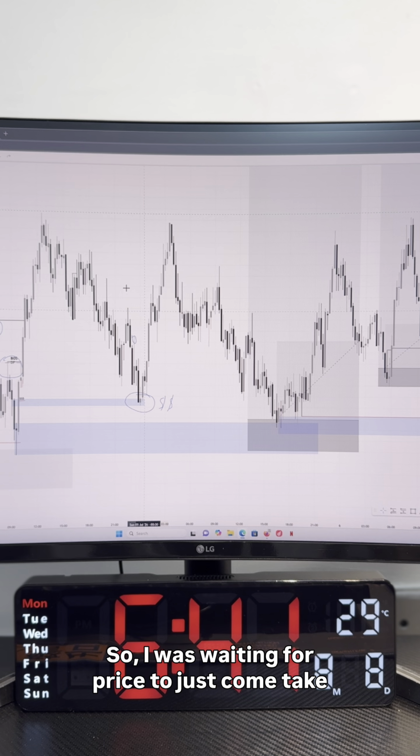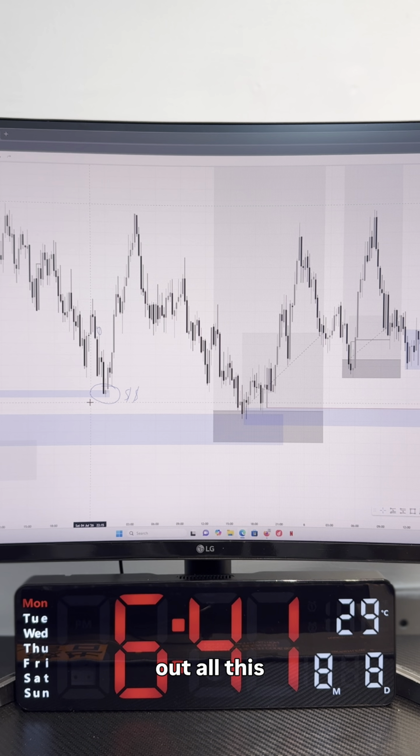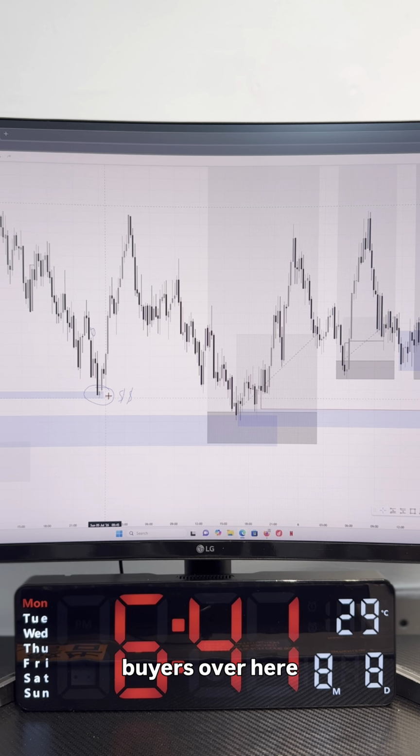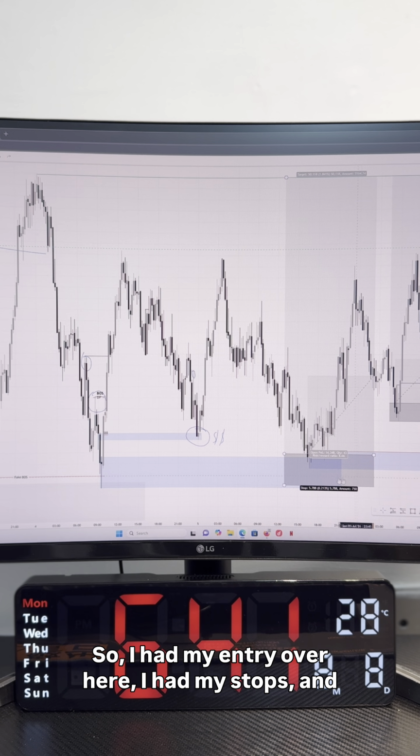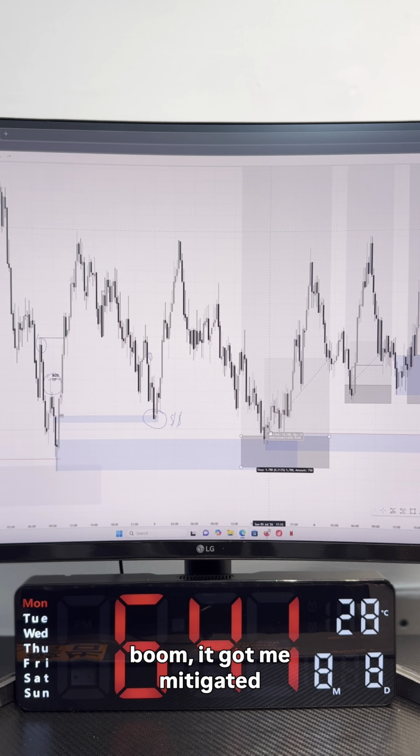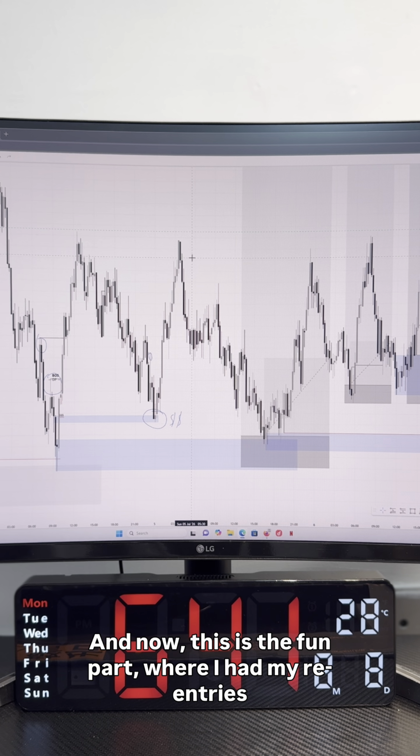So I was waiting for price to just come, take out all these buyers over here and mitigate my entry. So I had my entry over here. I had my stops and boom, it got me mitigated. And now this is the fun part where I had my re-entries.